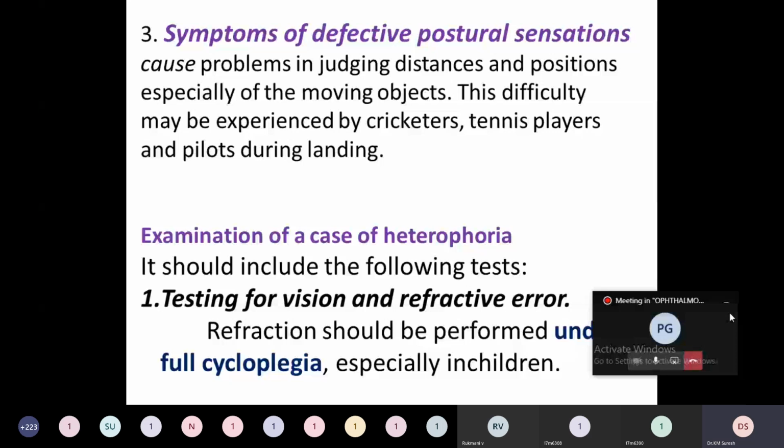And you must also know, sometimes they'll ask you which are the drugs which cause partial cycloplegic effect and total cycloplegic effect. When such a question is asked, the answer will be: partial cycloplegic effect is caused by cyclopentolate and homatropine, while total cycloplegia is caused by atropine.